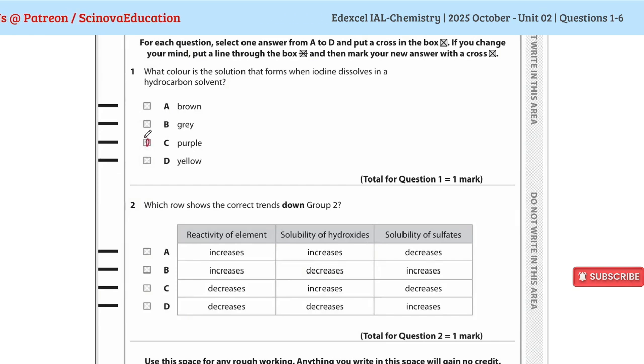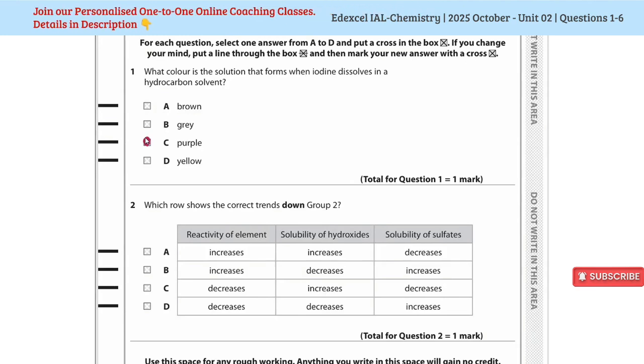The color is purple. In a polar solvent like water, we can expect a pale yellow color. In iodide solutions, we can expect a brown color because more iodine gets dissolved because of formation of the I3 minus complex. But in this case, the answer is purple color.